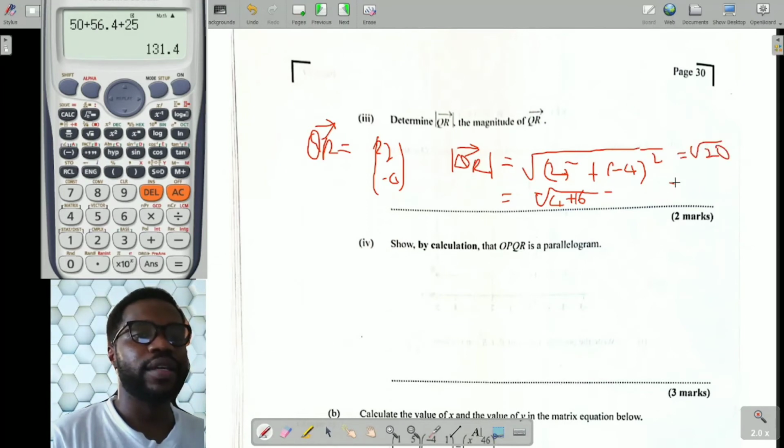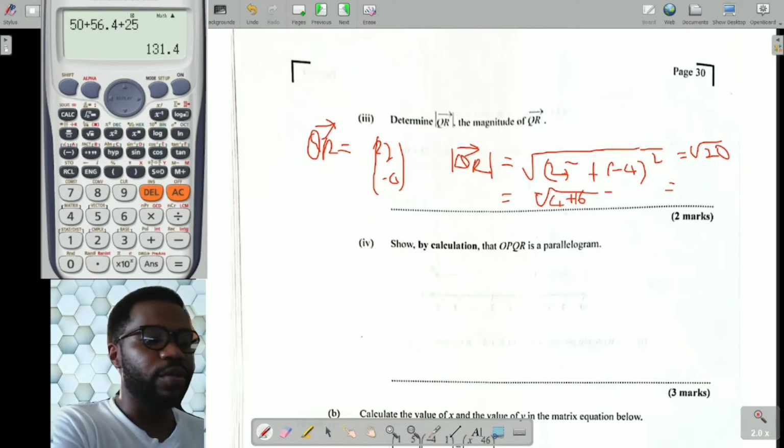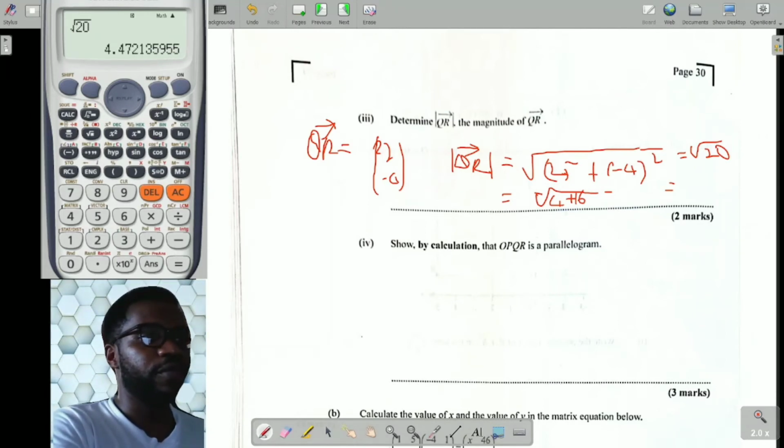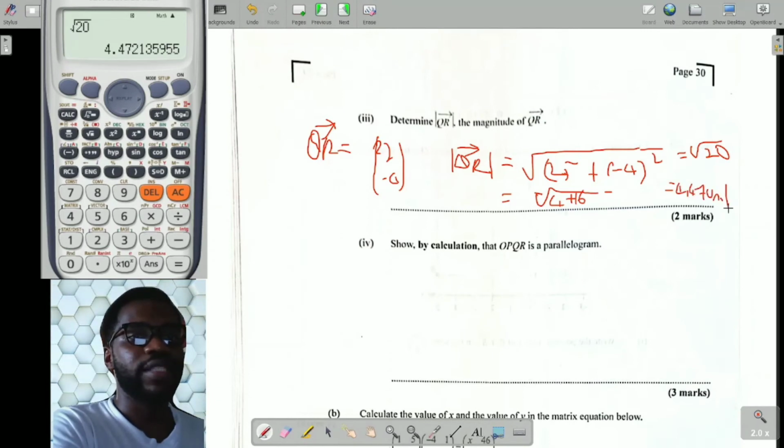Which is the square root of 20. Now let's bring up our calculators here. Square root of 20 equals 2 root 5. Sometimes they would do something like this, so it's still good to know it. But let's put it as 4.47. So that's 4.47 units.